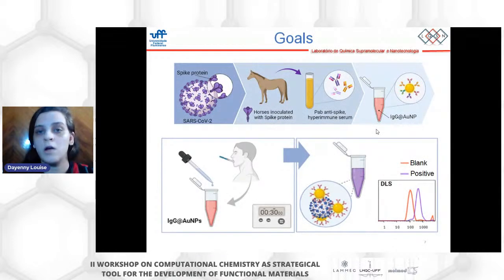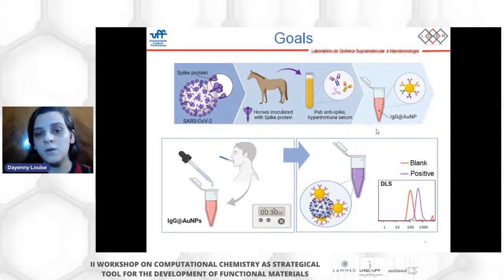So our goal in this work is to use a nanobiosensor with these antibodies attached to the gold nanoparticles as a rapid antigen test that can detect even a small amount of virus in the patient's system. And the presence of this virus would cause a significant change in the DLS measurements.